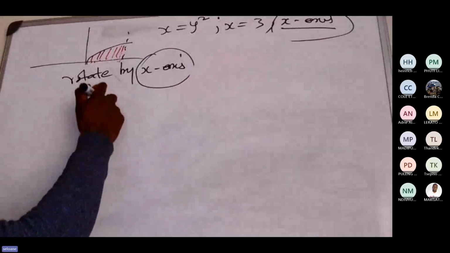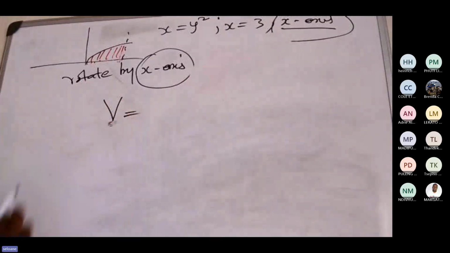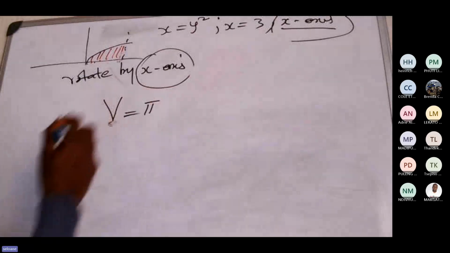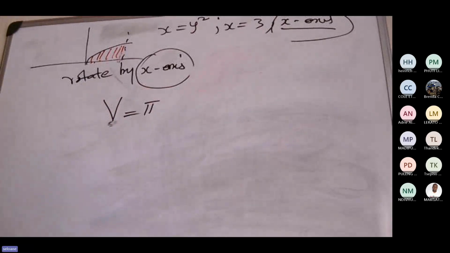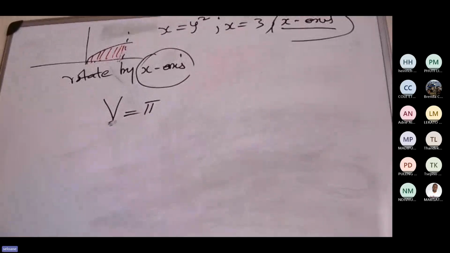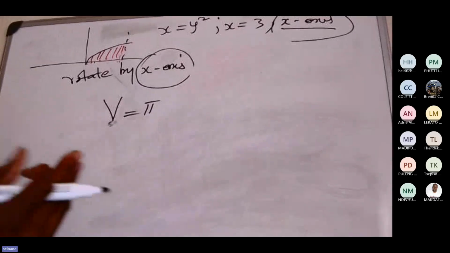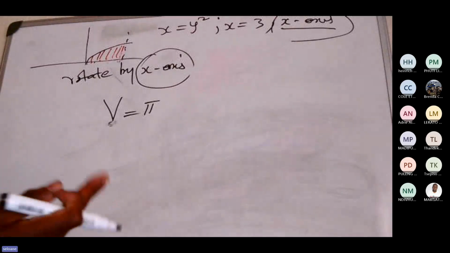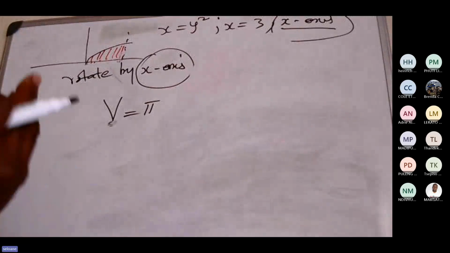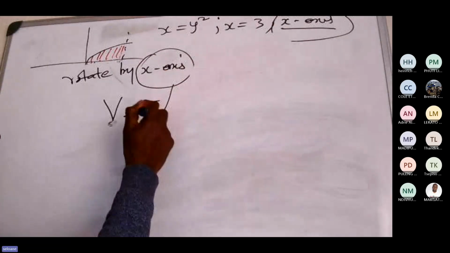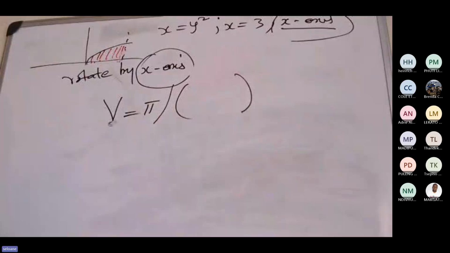So what will be the answer here? V equal to how much? It will be pi. Why pi? Because that disc that you cut will have a circular base. Therefore, it will be pi r squared. And you say integral of what? Then you look at the thickness.